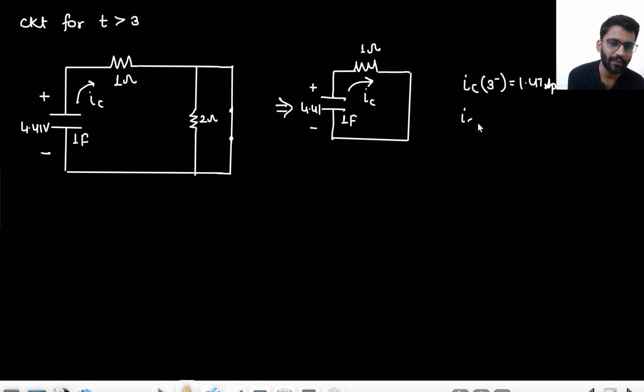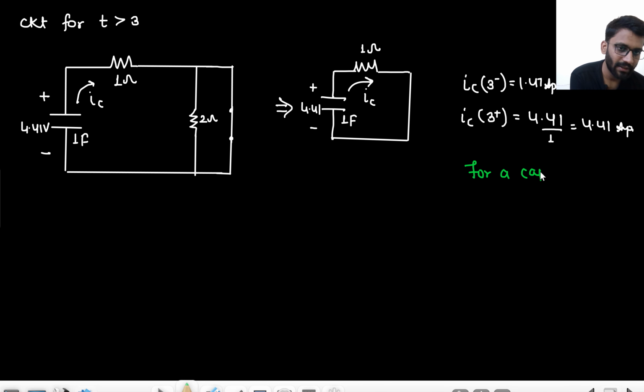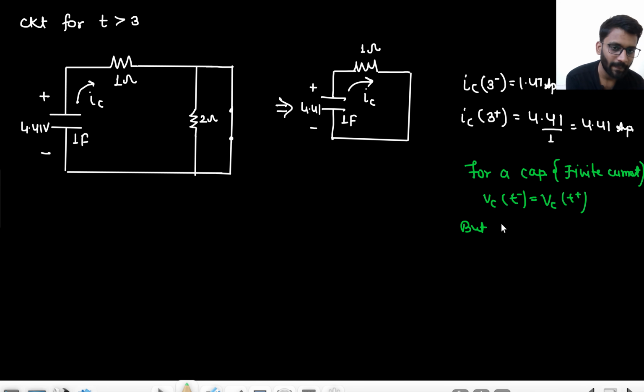1.47 ampere. What will be the value of IC at t equals 3 plus? It would be 4.41 by 1, that means 4.41 ampere. And there is one note that I have already explained to all of you, that for a capacitor, VC(t minus) is equal to VC(t plus) in case of finite current. Infinite current is a completely different case that we have already studied. But IC(t minus) is not equal to IC(t plus), right? And here you can see that as well.